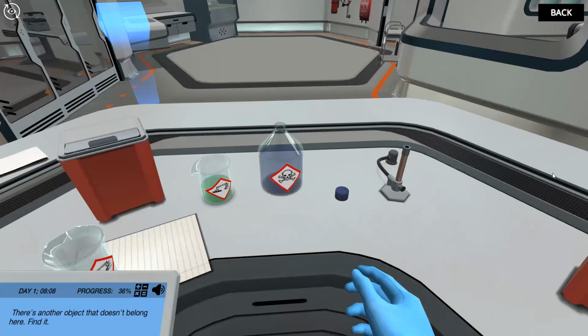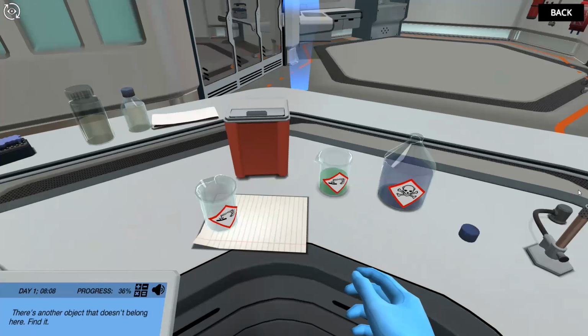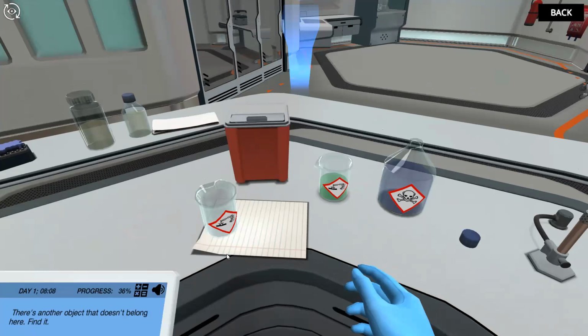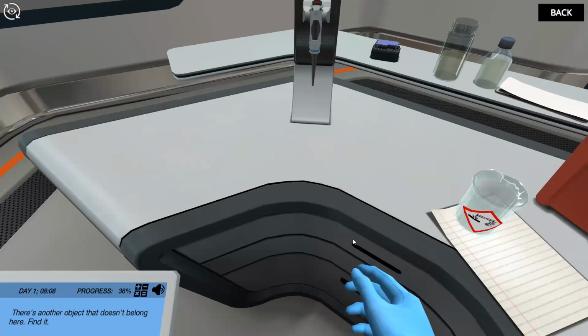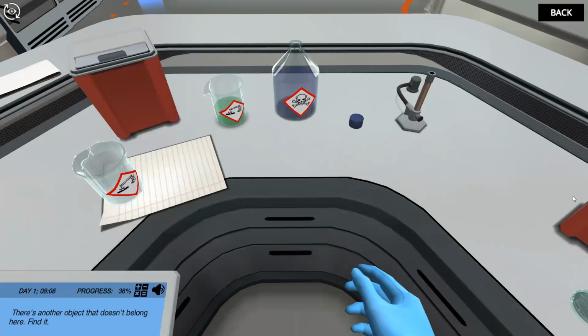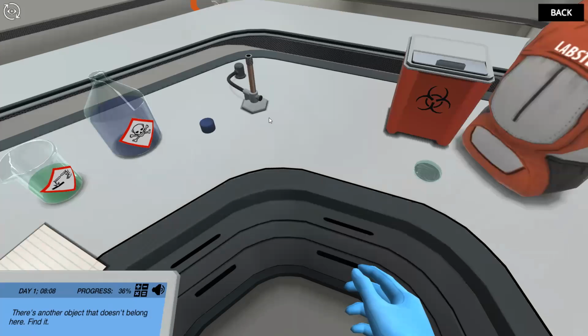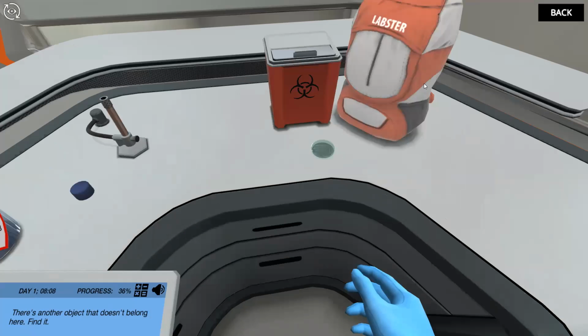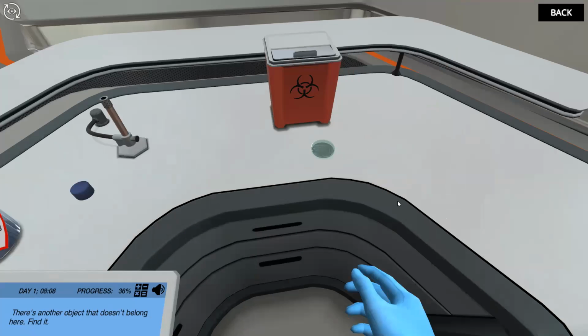There's another object that doesn't belong here. Find it. I do not see it. Anyway, but do you guys see it? Oh yeah, that. Exactly. Personal equipment is not supposed to be placed on workbench surfaces. Could you imagine what would happen if this backpack caught fire? Oof. There is a living organism on this bench. Can you find it? Yes.